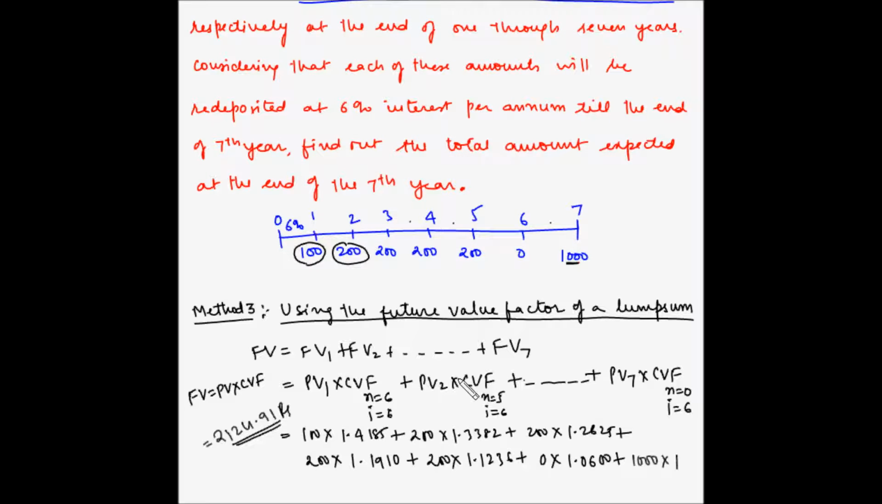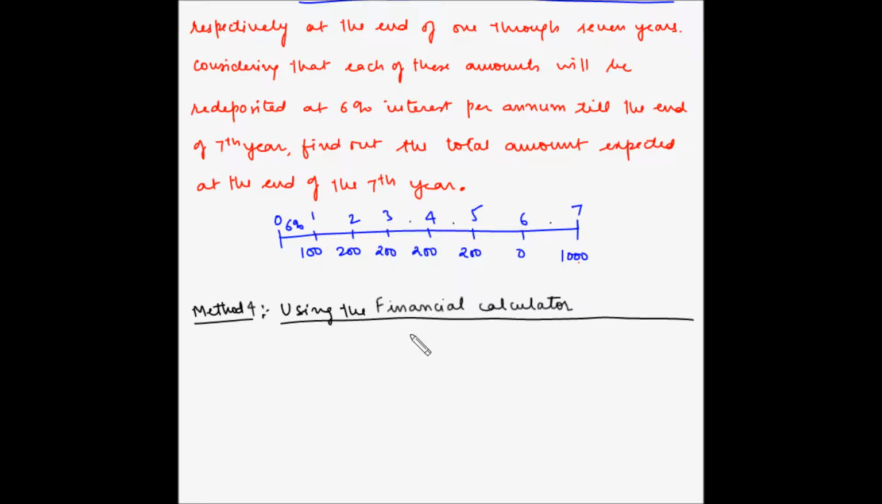Now let us look at a fourth method, which is to use the financial calculator. Now some financial calculators have a net future value key. Earlier we had seen the net present value key, that is to calculate the present value. But for calculating the future value, we need the net future value key. So if the calculator has this key, then after the cash flows and interest rates have been entered, we can simply click on this button to find out the future value of the uneven cash flow stream.